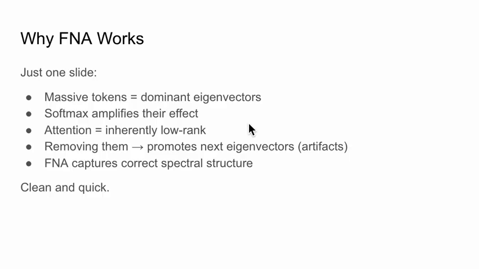Therefore, attention is inherently low rank because ViT generates a heavy-tailed distribution of key norms. FNA succeeds simply because it approximates the true top eigenstructure. Nystrom fails because it samples directions that don't matter.